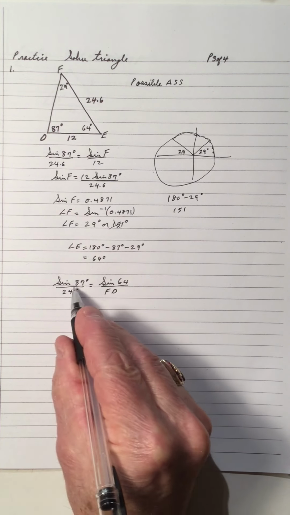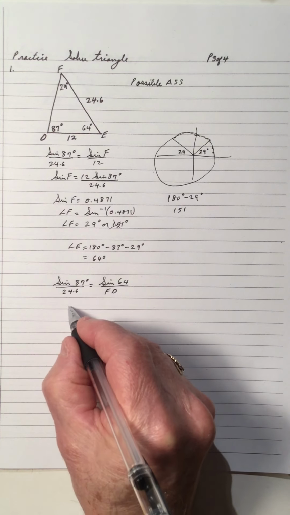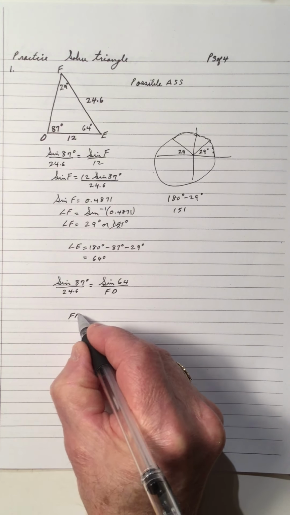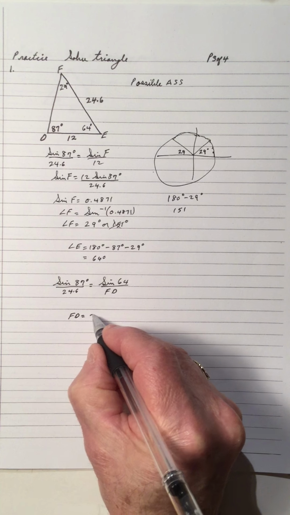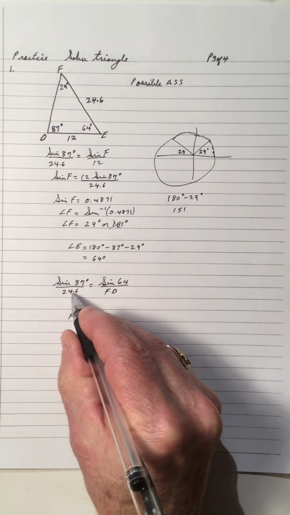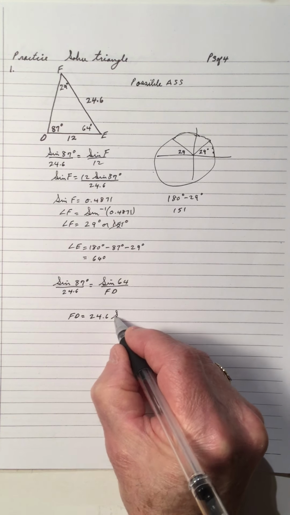And notice we cross multiply here. So FD is going to equal 24.6. These multiply together.